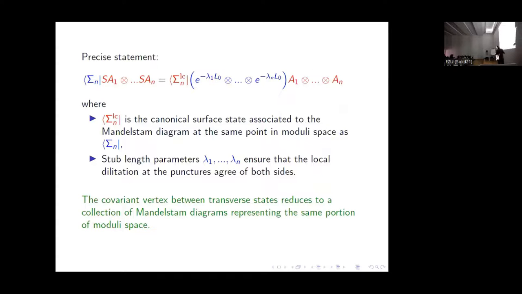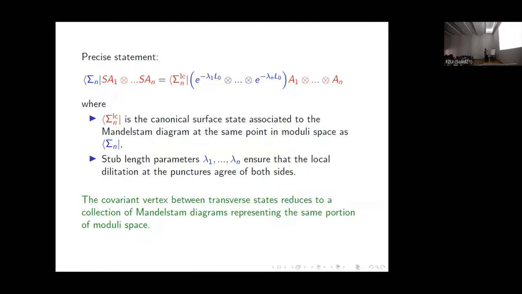with a Mandelstam diagram. So the precise statement is this: if you have a surface state acting on some collection of transverse string fields, this turns out to be equal to the canonical surface state associated with the Mandelstam diagram at the same point in moduli space as this sigma, with some stubs, with some dilatation operators, which attach stubs to this light cone surface state.